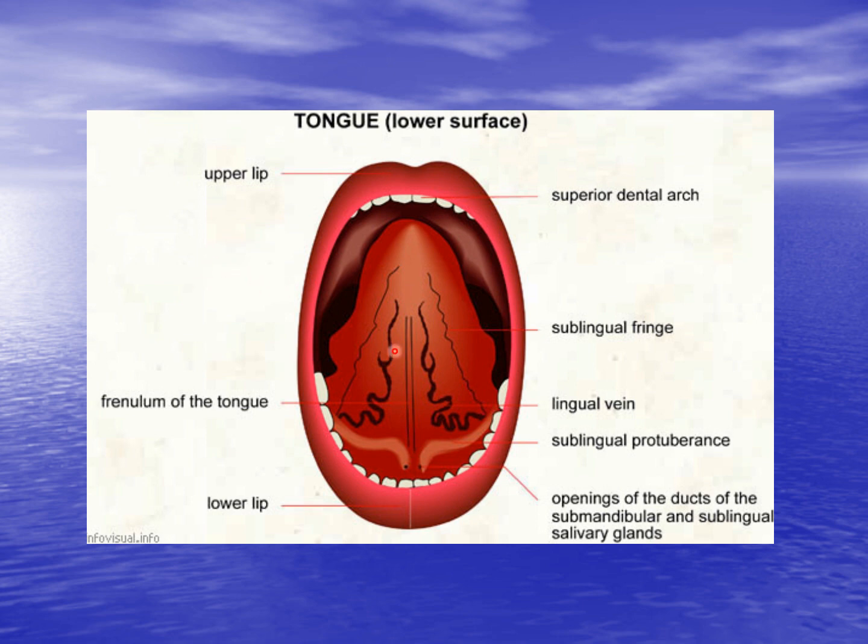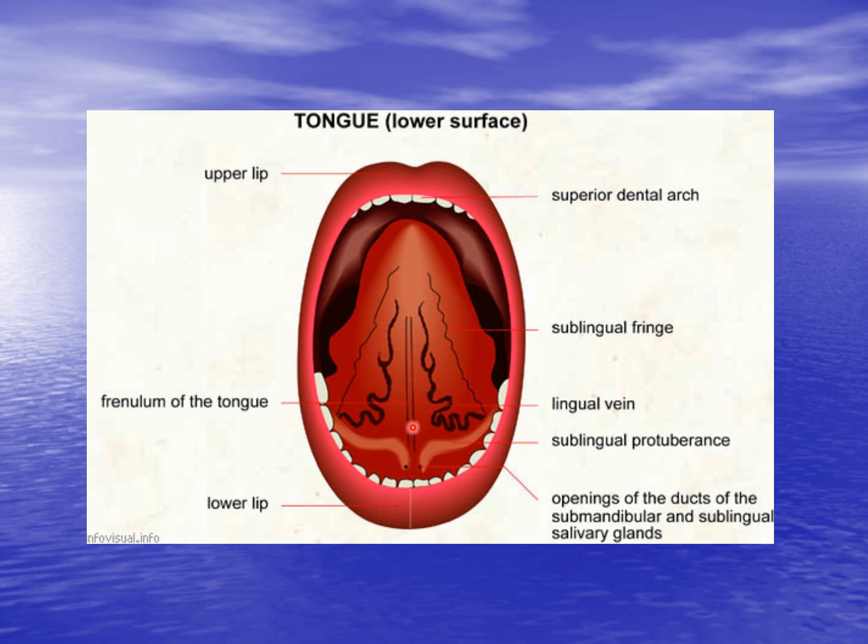If we look at the undersurface of the tongue, this is the lower surface of the tongue. The tongue is turned up. This is the tip of the tongue here. And if you look at the undersurface, you are going to see in the middle line this is called the frenulum of the tongue, frenulum linguae. This is a mucous fold which attaches the tongue to the floor of the mouth.